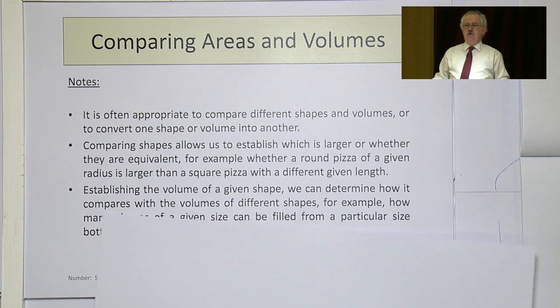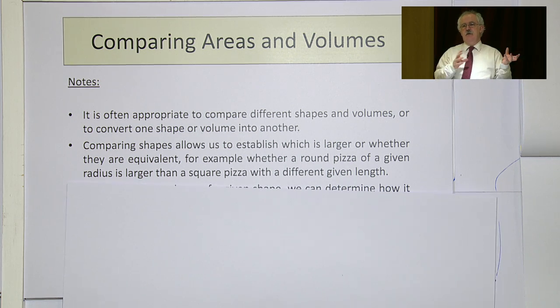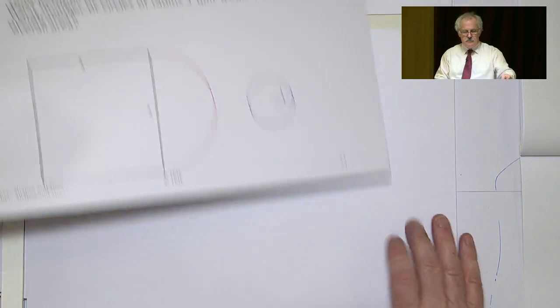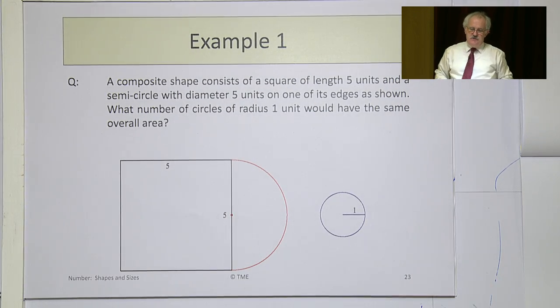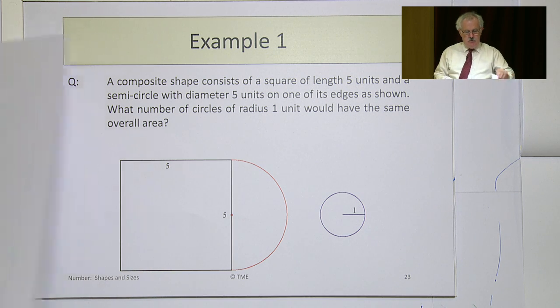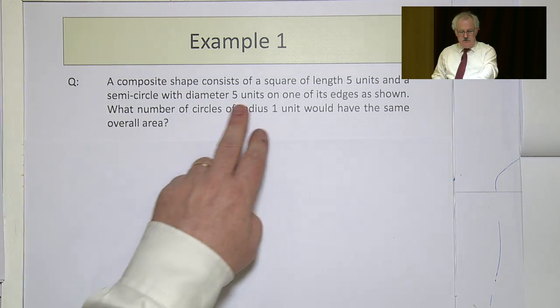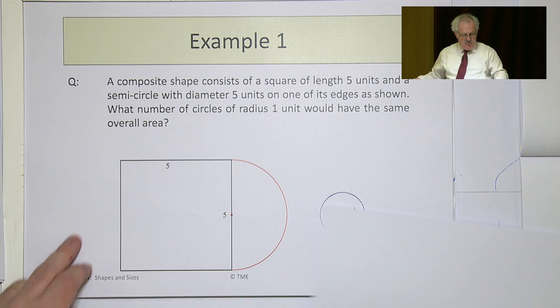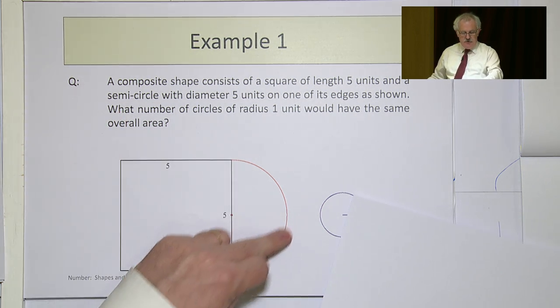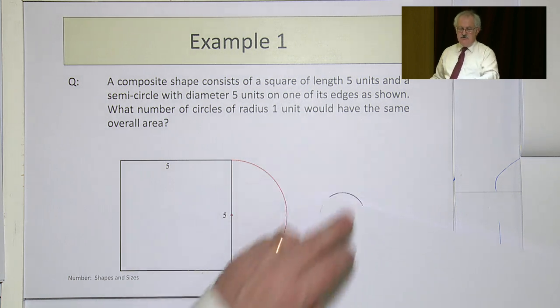So this is what's going to happen in this section. We're going to move various volumes around and we're going to compare them. And we've got composite areas or composite constructions here, composite shapes or vessels. So we'll start off with a composite shape consisting of a square of length 5, this is it here, and a semicircle with diameter 5 units on one of its edges as shown.